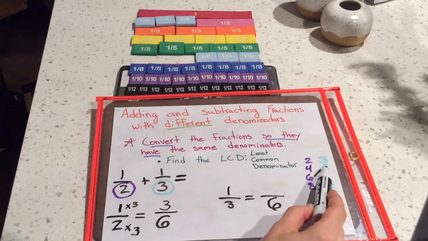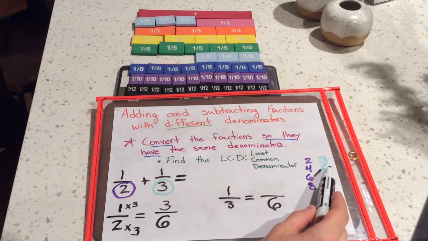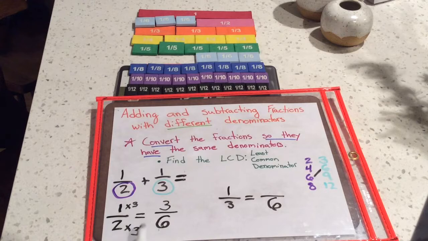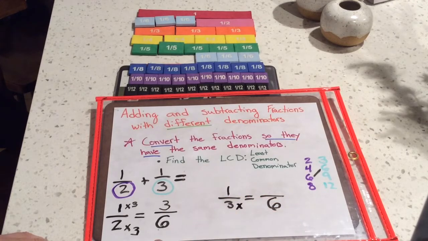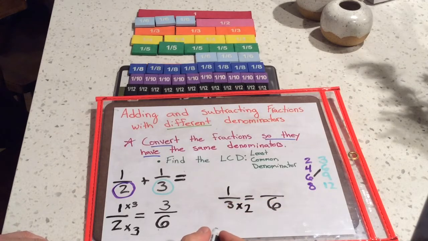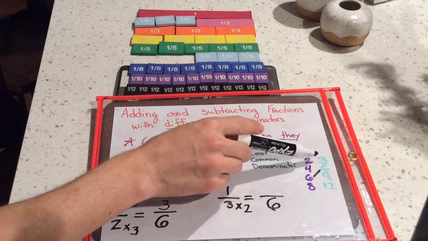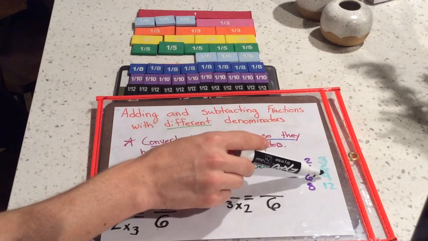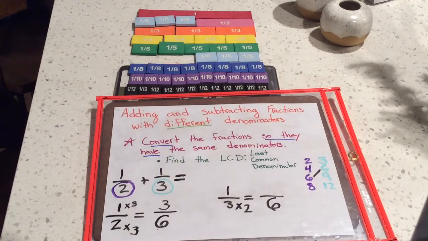Again, I'm changing my fractions to whatever the LCD is, the least common denominator. Just like when I was changing 1/2, I'm going to change 1/3. So I need to ask myself, 3 times something gives me 6. I know that 3 times 2 will give me 6. Again, I can use my skip counting numbers. Here was 3 times 1, 3 times 2, 3 times 3, 3 times 4. I'm going to be doing 3 times 2 here.